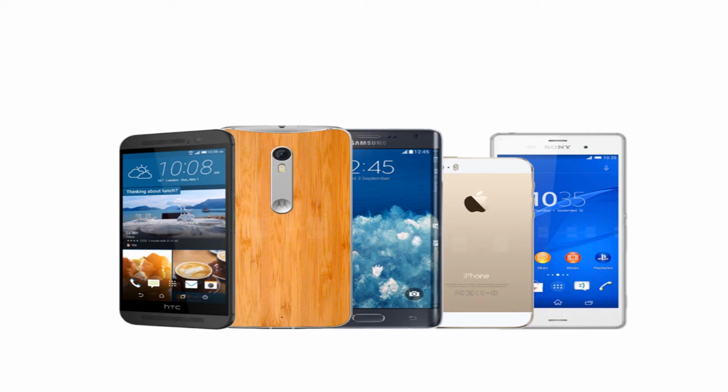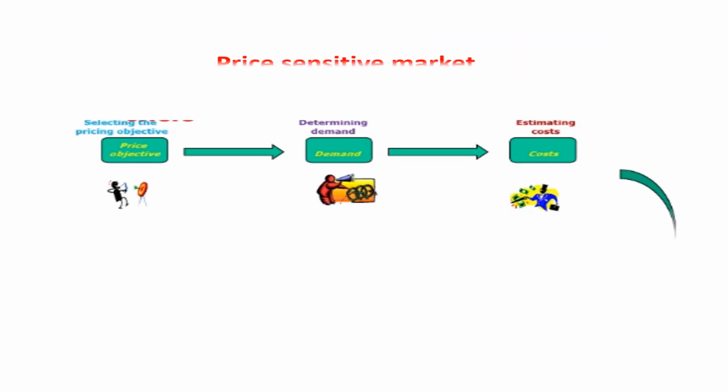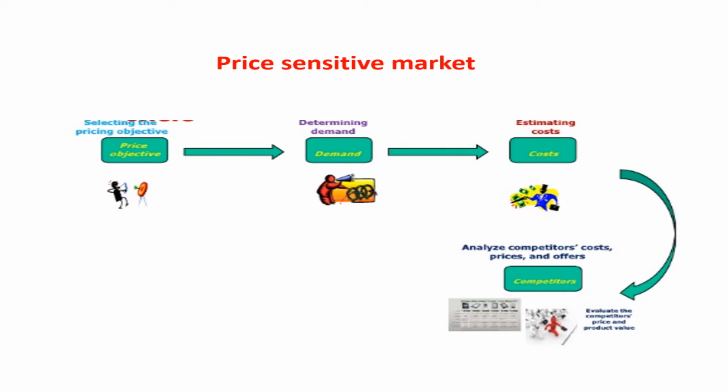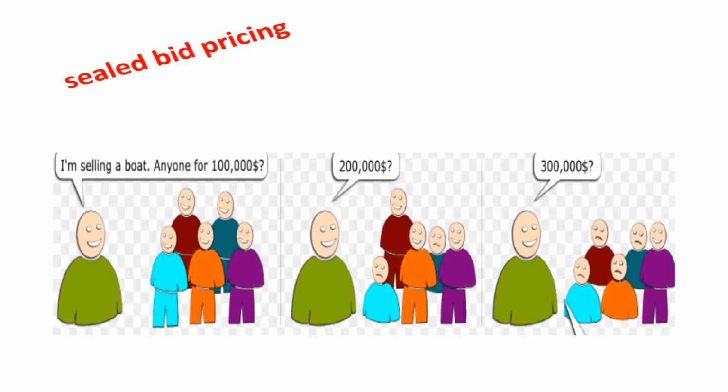The third and a significant determinant is competition. In a highly competitive and price-sensitive market, a firm may use competition as the basis for setting the prices. For example, Coke and Pepsi. As we discussed earlier, the company will either set the price that is already prevailing in the market, i.e., the same as competitors, known as going rate pricing, or what they think their competitors will charge, known as sealed bid pricing.